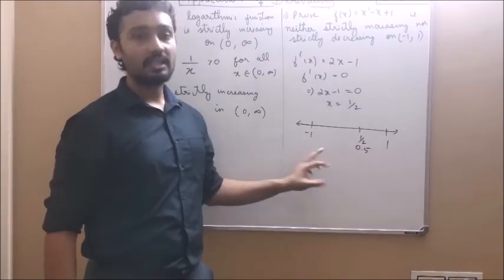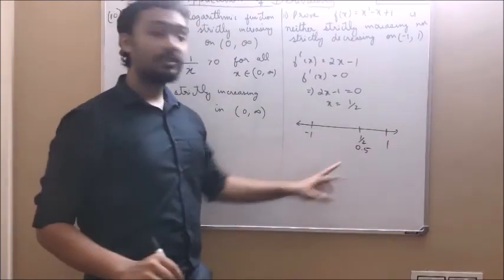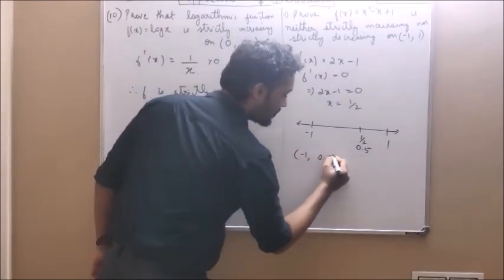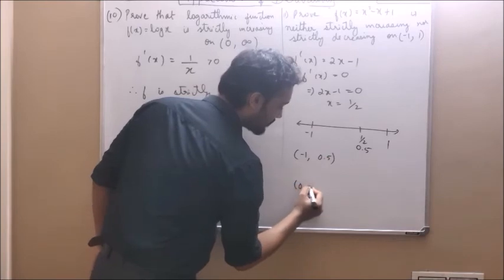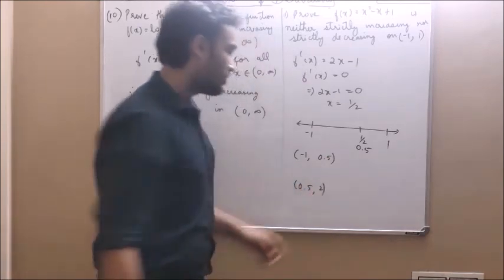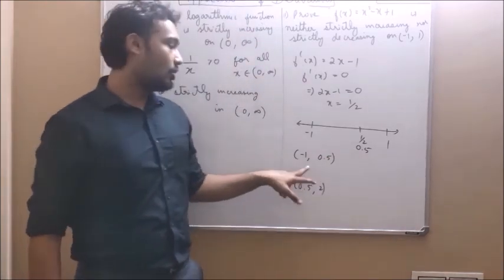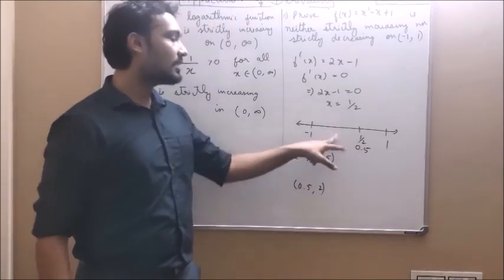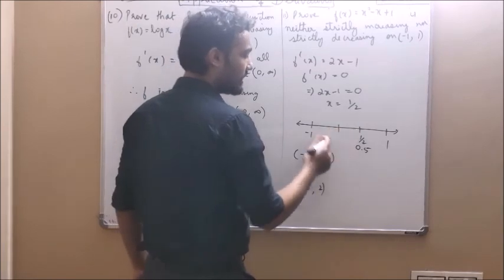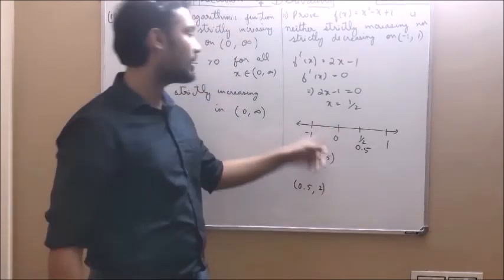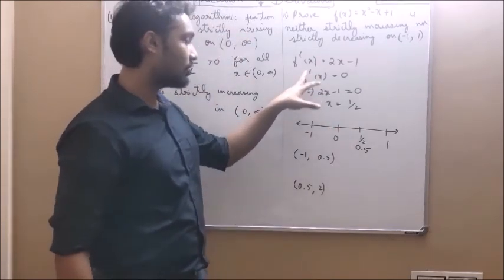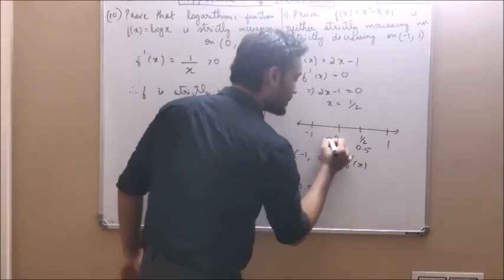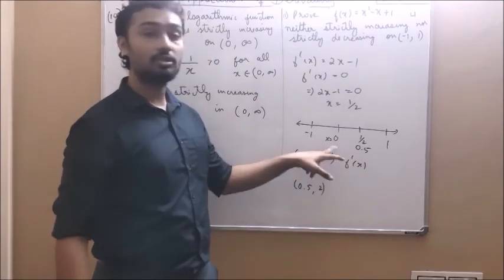This critical point divides this interval into two intervals. So which are those two intervals? It is minus 1 to 0.5 and 0.5 to 1. So these are the intervals. So take the interval minus 1 to 0.5. Take any point here. I can take the point 0. So substitute x equal to 0 in f dash of x.